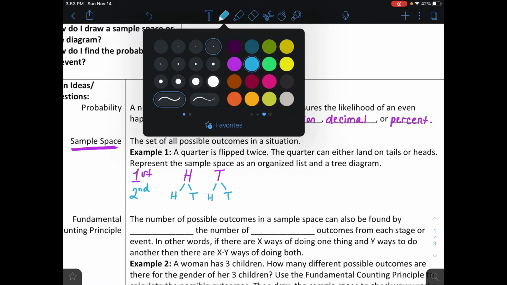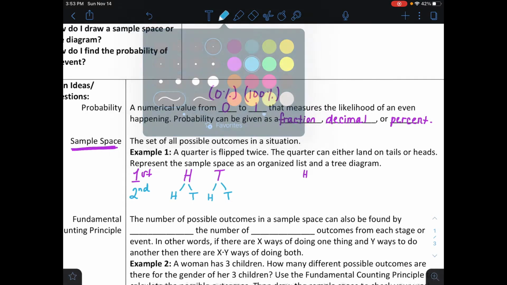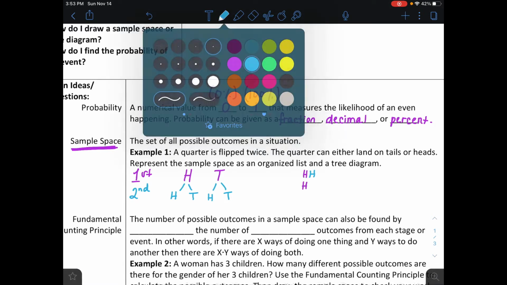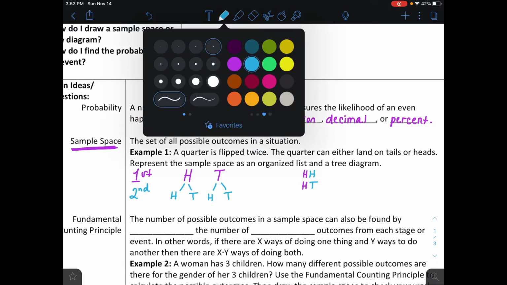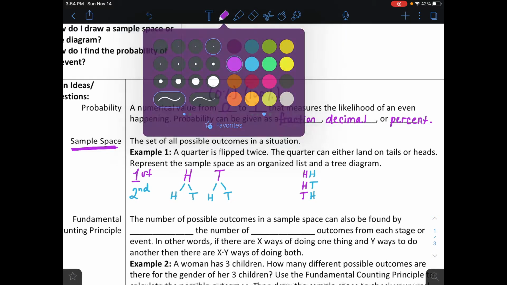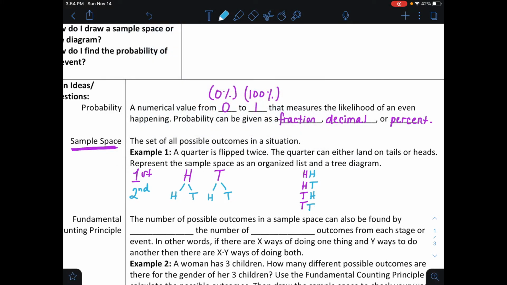And now we're going to make an organized list. So just to reiterate, we could have heads first and then heads again. We could have heads first and then tails. We could have tails first and then heads. I'm just switching back and forth here. We could have tails first and then tails again. And those are the only possible outcomes.